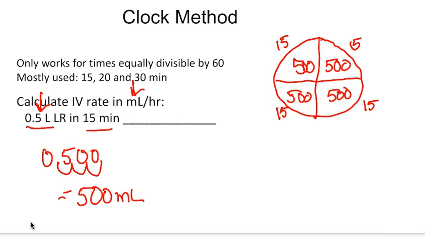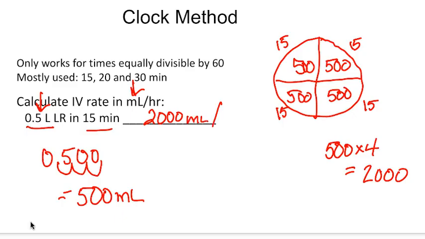And then to calculate my milliliters per hour, I'm going to do 500. Instead of adding, I can also multiply by 4. Go to my calculator if I don't trust my brain, and that's going to equal 2,000. That's a really fast rate. We're giving somebody volume pretty fast here. So my rate is going to be 2,000 milliliters per hour as my final answer.